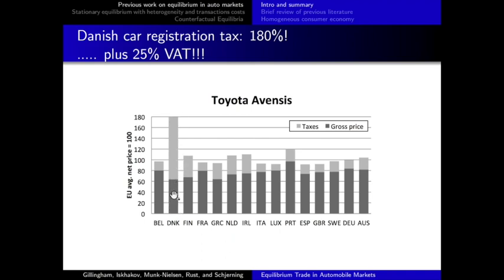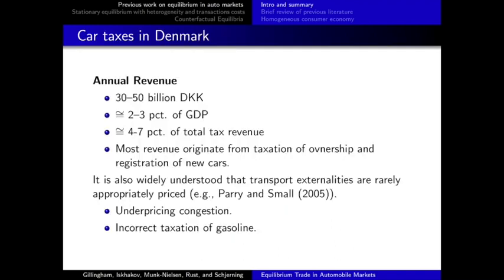But if you look at the price before taxes, it's actually the lowest in the entire Europe. So in some sense, the incidence of the taxes is actually on the producer side. So we get pretty cheap cars. It's just that we also have to pay a lot of money to the government to register the car. Okay. Anyway, we are not just doing that to annoy consumers. We're getting a lot of tax revenue.